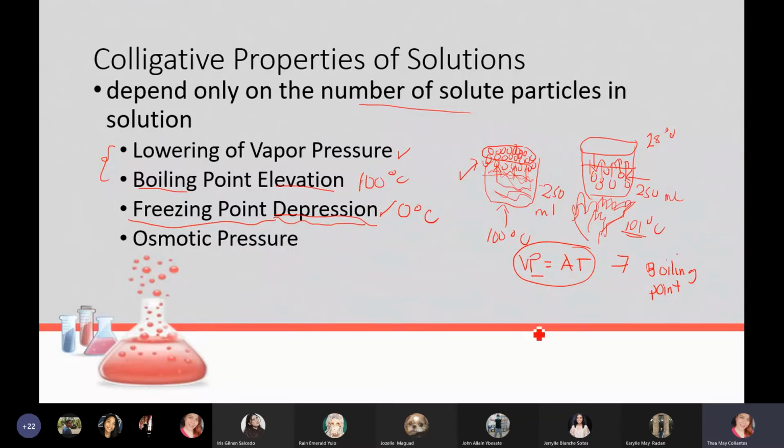So by the word freezing point depression, what do you think? Ice is a pure solvent of water. So you have to expect that if you put salt on it, what happens? Of course, you would need a lot of freezing energy to freeze the ice plus salt. If it's just ice, at 0 degrees, I can already freeze it.